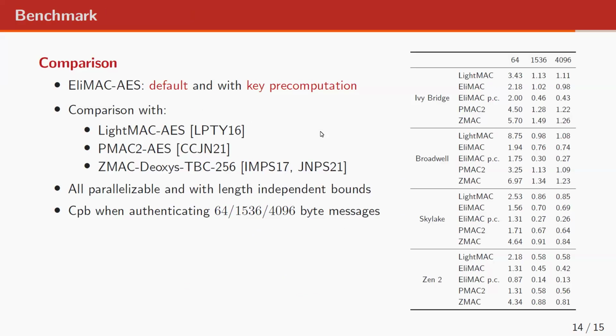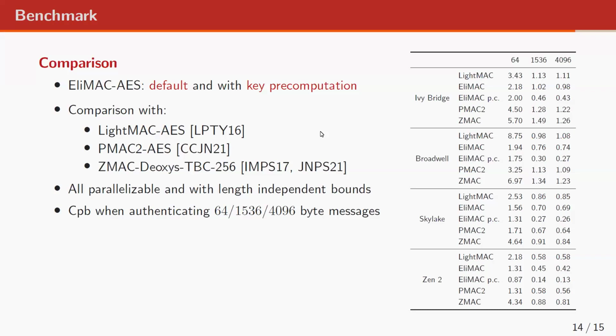So what we also did, we benchmarked this. We did efficient implementations of EliMac AES. The instantiation I gave on the previous slide, we compared with LightMac AES, PMAC2 AES, and ZMAC Deoxys-BC-256. Not just counting, but actual implementations. They are all parallelizable, all with length-independent bounds up to some degree, so up to some length, up to some restrictions, like the generic version.